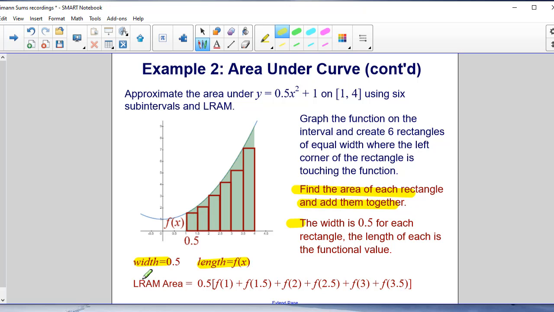So using the left RAM, LRAM, we're going to take 0.5, that's the width, and then the sum of the lengths. So we're going to take f of 1, f of 1.5, f of 2, f of 2.5, f of 3, and f of 3.5. Now, just to point out, the range ends at 4, so why are we stopping at 3.5? Because 3.5 is where the left corner of the rectangle touches the function.